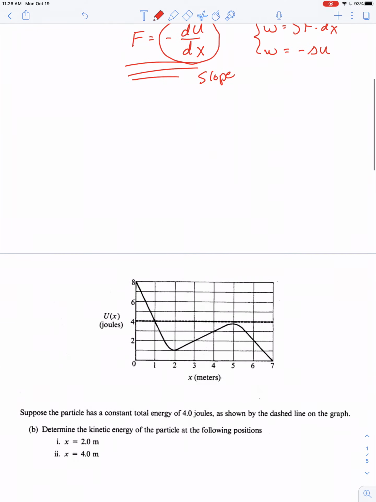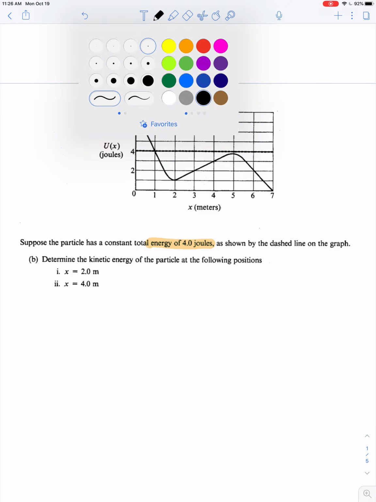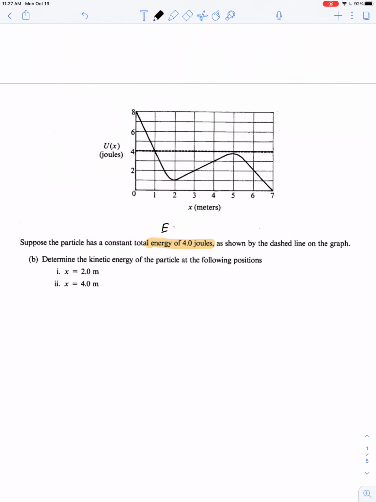In part B, we're given that the total energy of the object is 4 joules. So we say capital E equals 4 joules. But we also know that the total energy comes in two different forms, either kinetic or potential, and so the total energy is the sum of those two. As the potential energy goes down, the kinetic energy goes up, and vice versa.